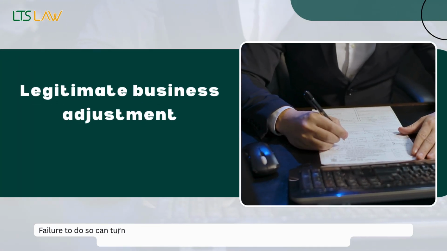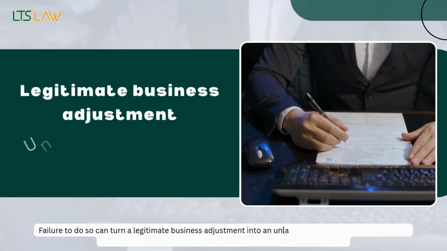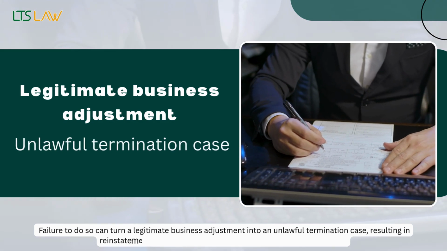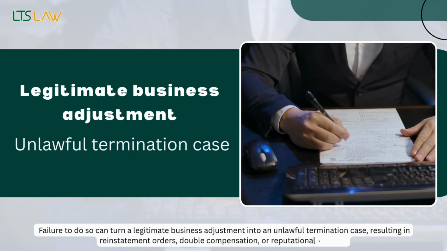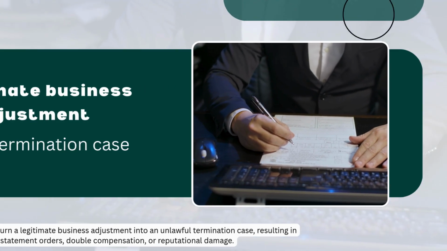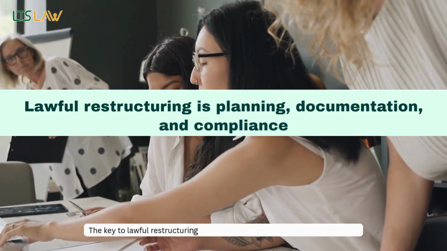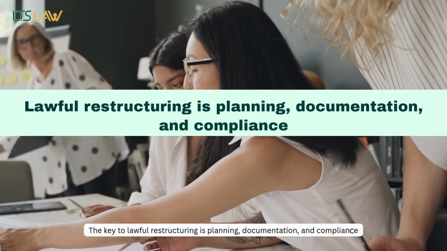Failure to do so can turn a legitimate business adjustment into an unlawful termination case, resulting in reinstatement orders, double compensation, or reputational damage. The key to lawful restructuring is planning, documentation, and compliance.